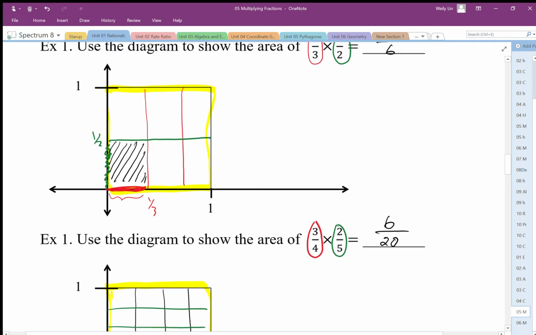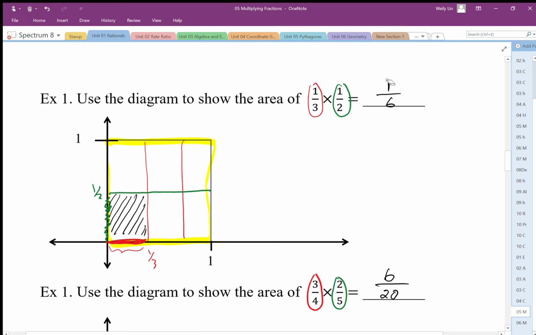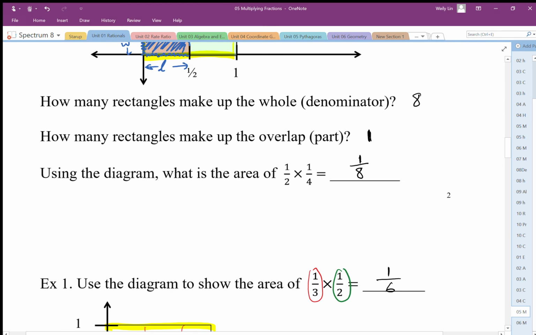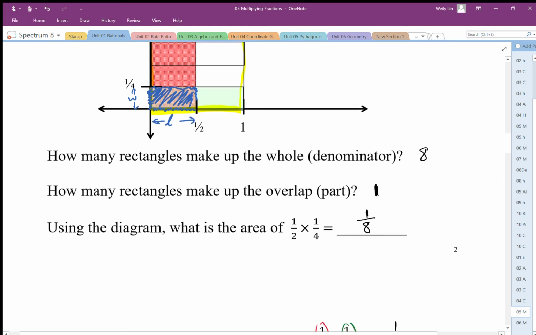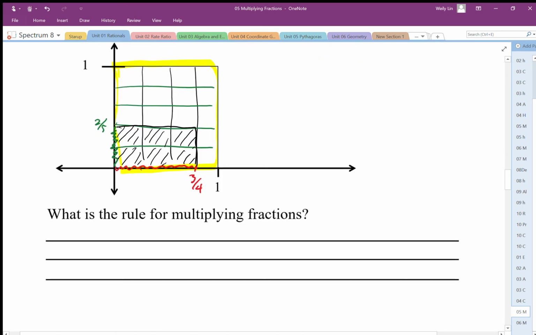I wonder if that worked here. Well, the 1 times 1 on top gives me the one piece that I shade. The 3 groups this way and 2 groups this way gives me my 6 pieces that make up my whole, and that's my denominator, 3 times 2. I wonder if it worked here. Well, the 4 pieces this way, 2 pieces this way make up my whole, or my denominator, 8 pieces. And that 1 piece shaded this way and 1 piece shaded this way give me my 1 piece that I'm counting in the numerator. There seems to be an easier way to do this.